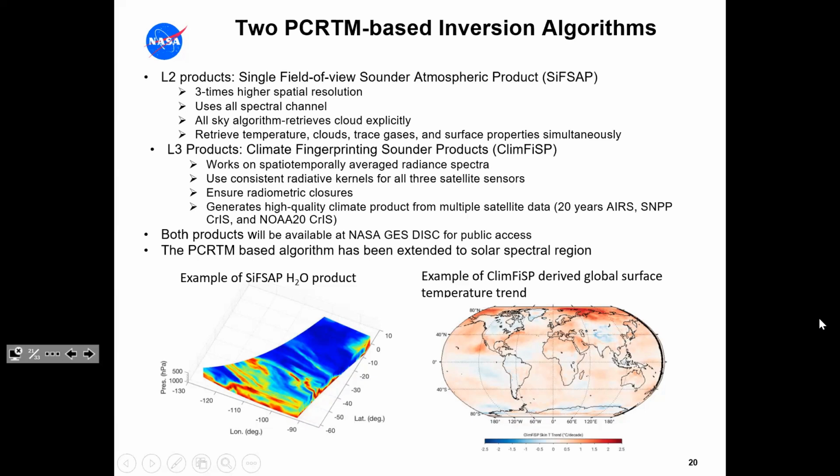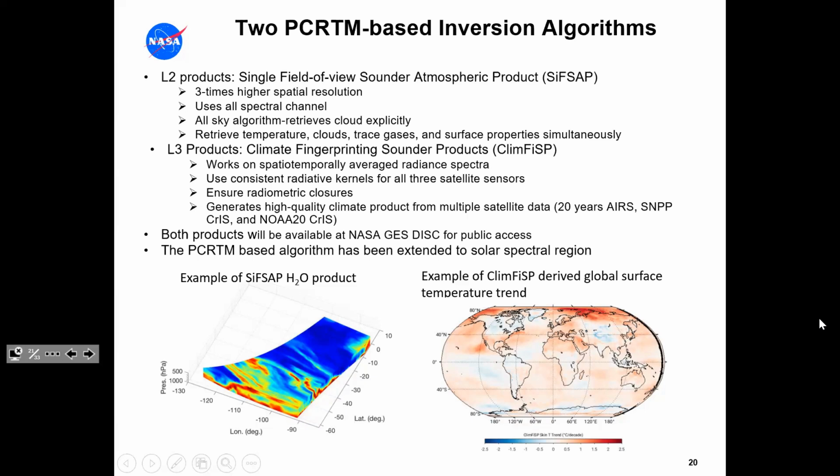Now this one is from our climate product, the ClimFiSP. So this is 20 years of the AIRS and CrIS measurements. And we process all the data, we get the anomaly, and then we derive the trend from it. So again, because ClimFiSP is almost like a machine learning based algorithm, it's very fast. So we can process 20 years of data very quickly.